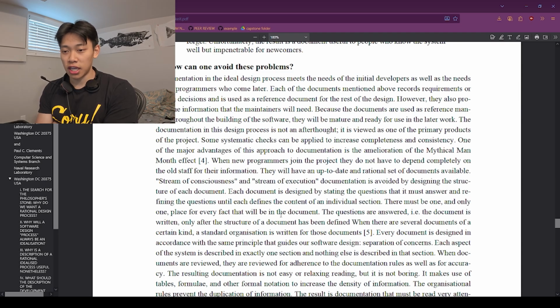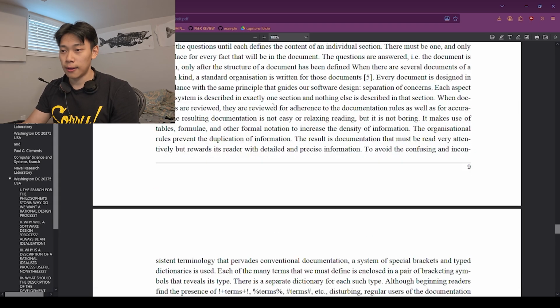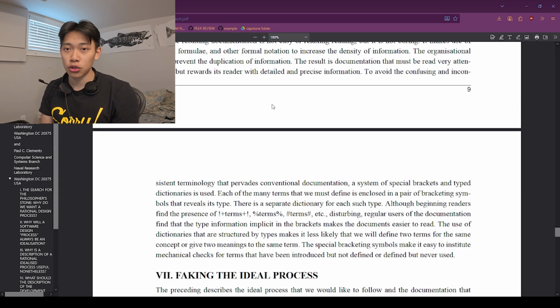The resulting documentation is not easy or relaxing reading, but it is not boring. It makes use of tables, formulae, and other formal notation to increase the density of information. The organizational rules prevent the duplication of information. The result is documentation that must be read very attentively, but rewards the reader with detailed and precise information.